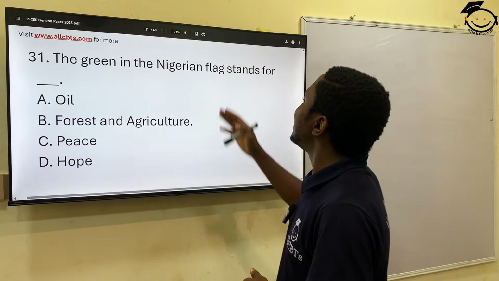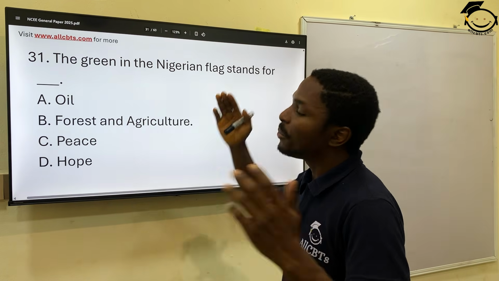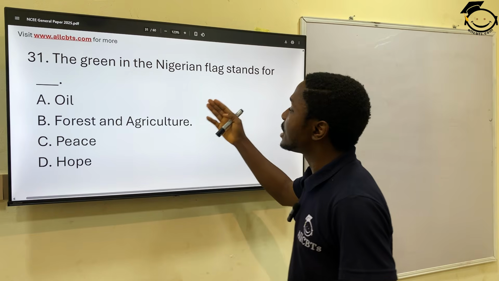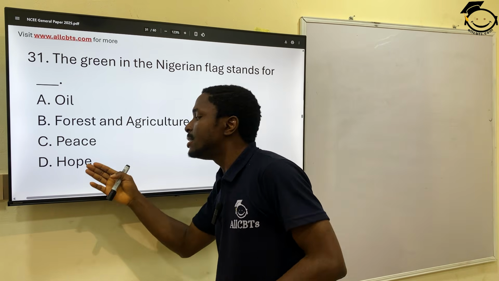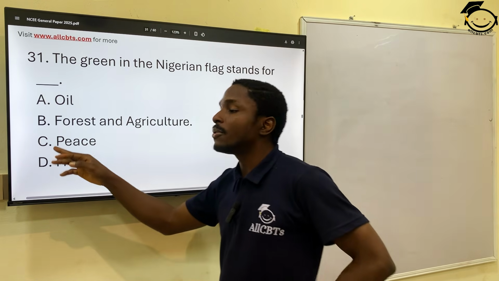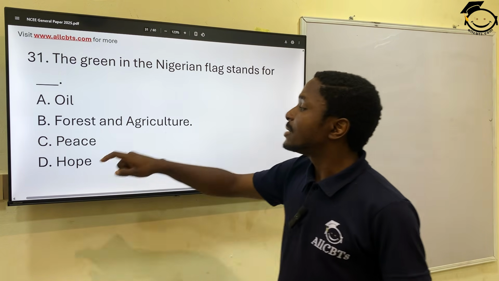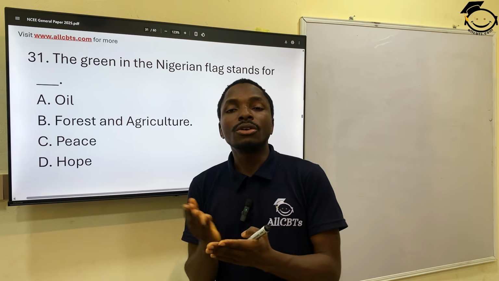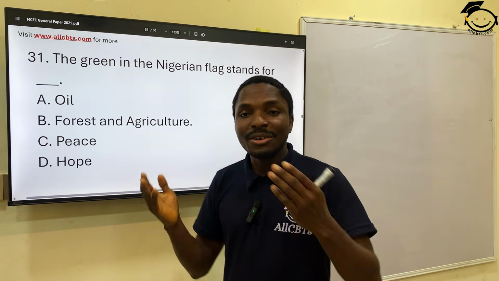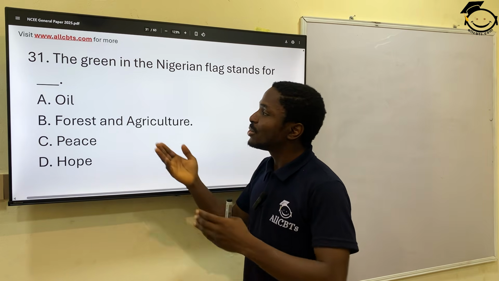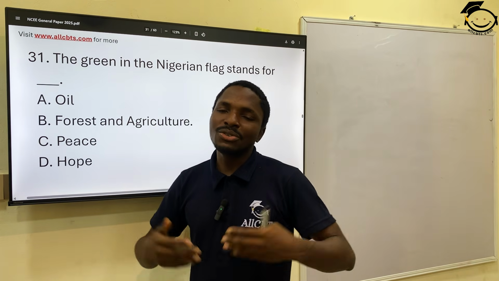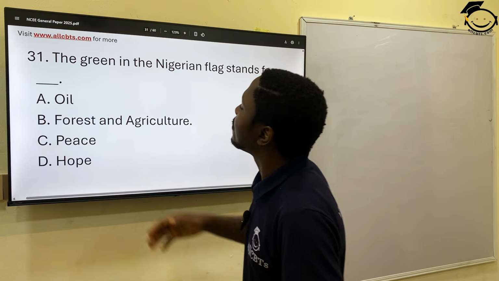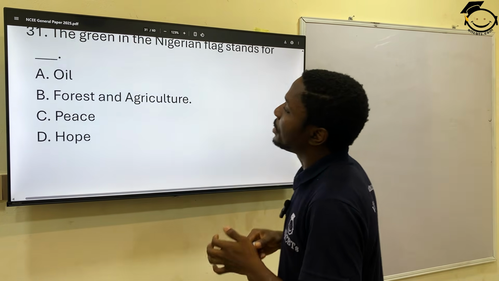The green in the Nigerian flag stands for what? We have option A, oil; B, forest and agriculture; C, peace; D, hope. The white actually stands for peace, but that green stands for what? Agriculture. Why? Because just reason it, the color of plants is what? Green. So even if you don't know, just know that the color of plants is green, which is agriculture. So the green in the Nigerian flag stands for forest and agriculture, option B.